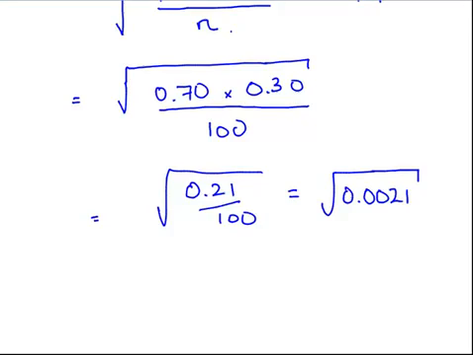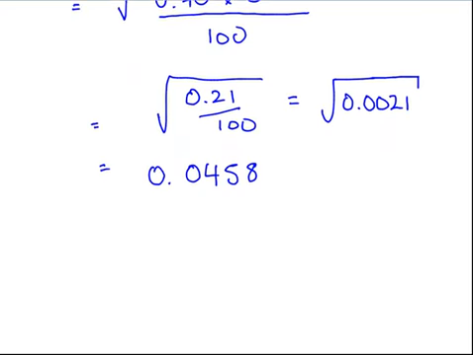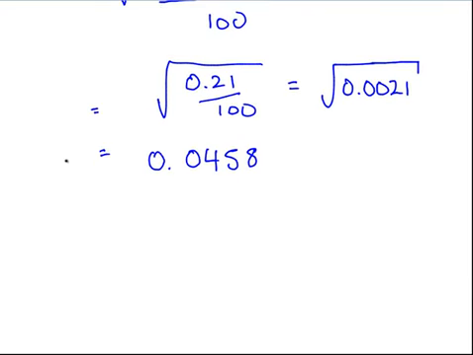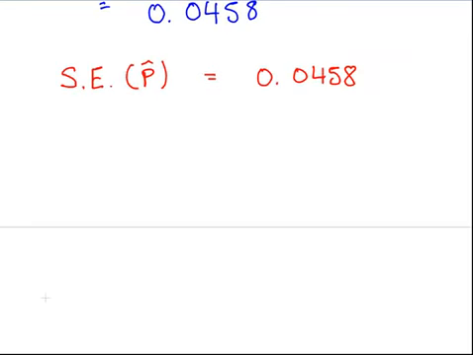you can keep it to a couple of decimal places. I'm going to keep it to 0.0458. That'll do. I'm going to keep the work to 4 decimal places, 4 is enough. So that's the standard error. We might properly denote it: standard error of p hat equals 0.0458.